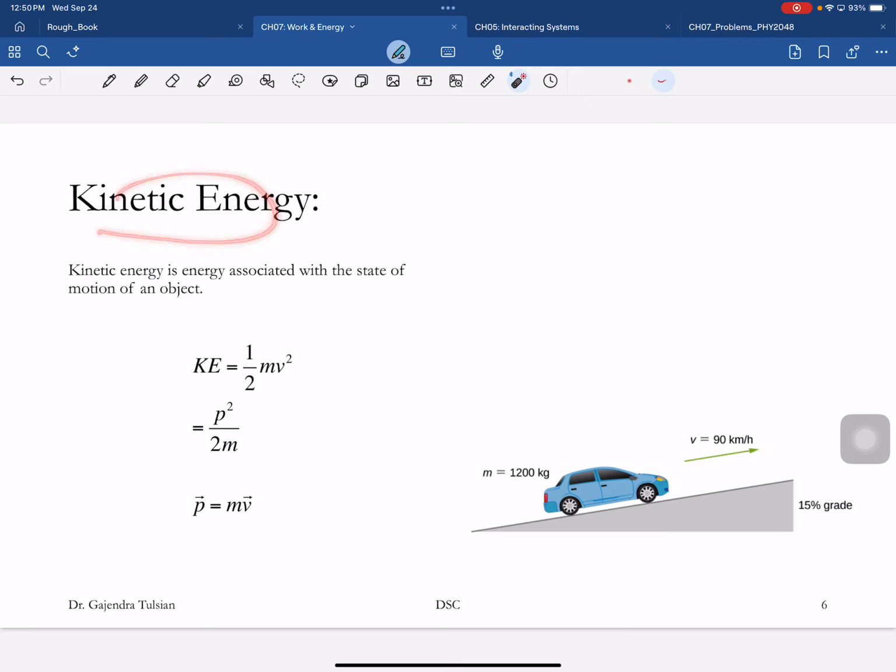So here is a form of energy that you're familiar with. Kinetic energy is the energy contained in a moving object. The energy contained in a moving object is 1/2 mv squared, where v is the speed and m is the mass. We'll define something called linear momentum. Linear momentum is a vector, mass times velocity. So kinetic energy can also be written as the linear momentum squared divided by twice the mass of the object.